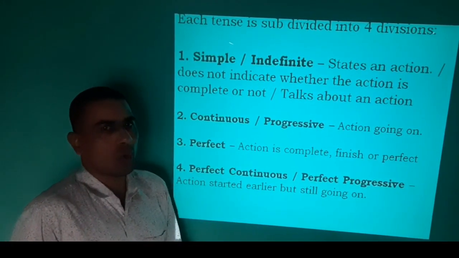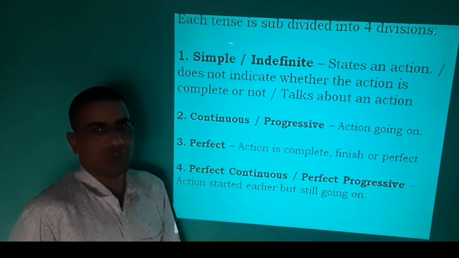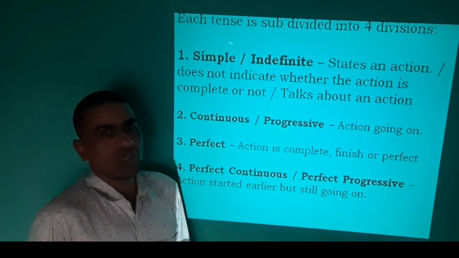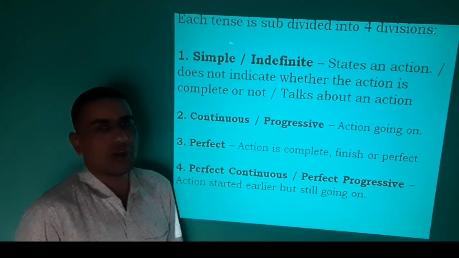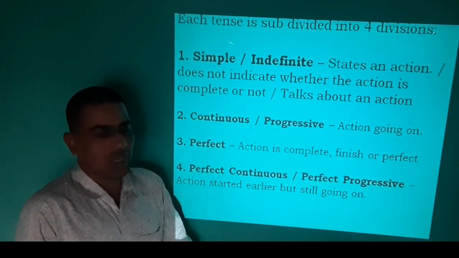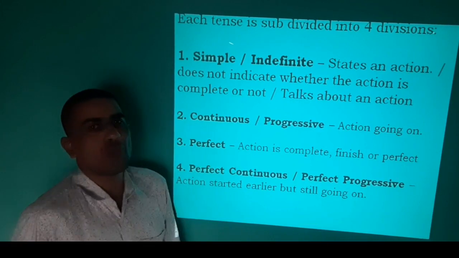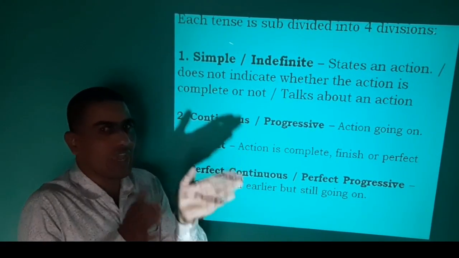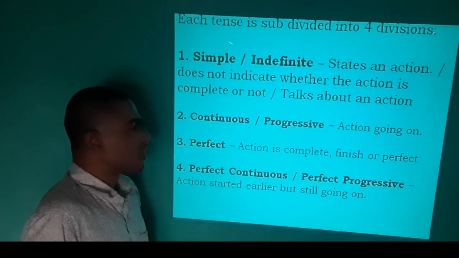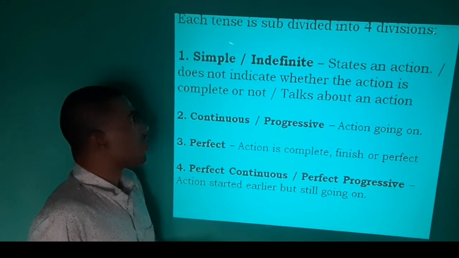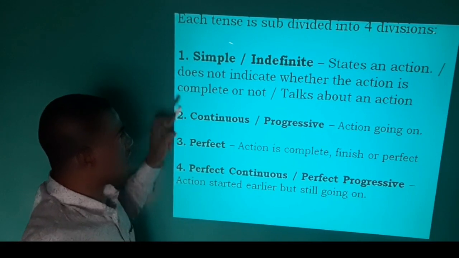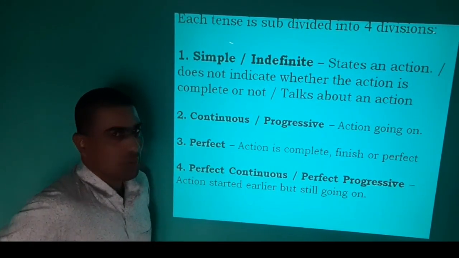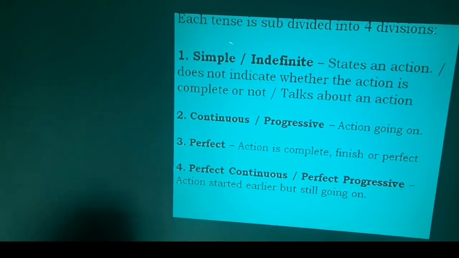So perfect continuous or perfect progressive. When you talk about perfect continuous or perfect progressive, there are three time points especially. An action which started earlier, is going on at the time of speaking, and then has the hope of continuation for some more time. So here we take three time points especially to explain this. So this is what we talk about: simple or indefinite, continuous or progressive, perfect continuous or perfect progressive.